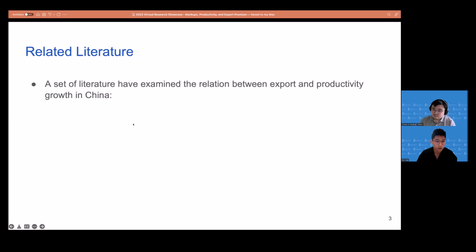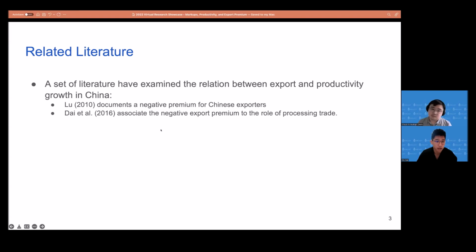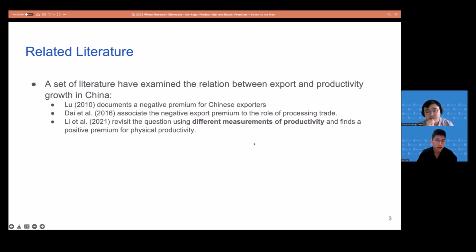Here we present a literature review. First, a set of literature has examined the relation between export and productivity growth in China. So first, Liu in 2010 documents a negative premium for Chinese exporters, and Dai et al. in 2016 associate the negative export premium to the role of processing trade. And Li et al. in 2021 revisit the question using different measurements of productivity, namely physical productivity, and find that although the revenue productivity premium is negative, there is a positive premium for physical productivity.